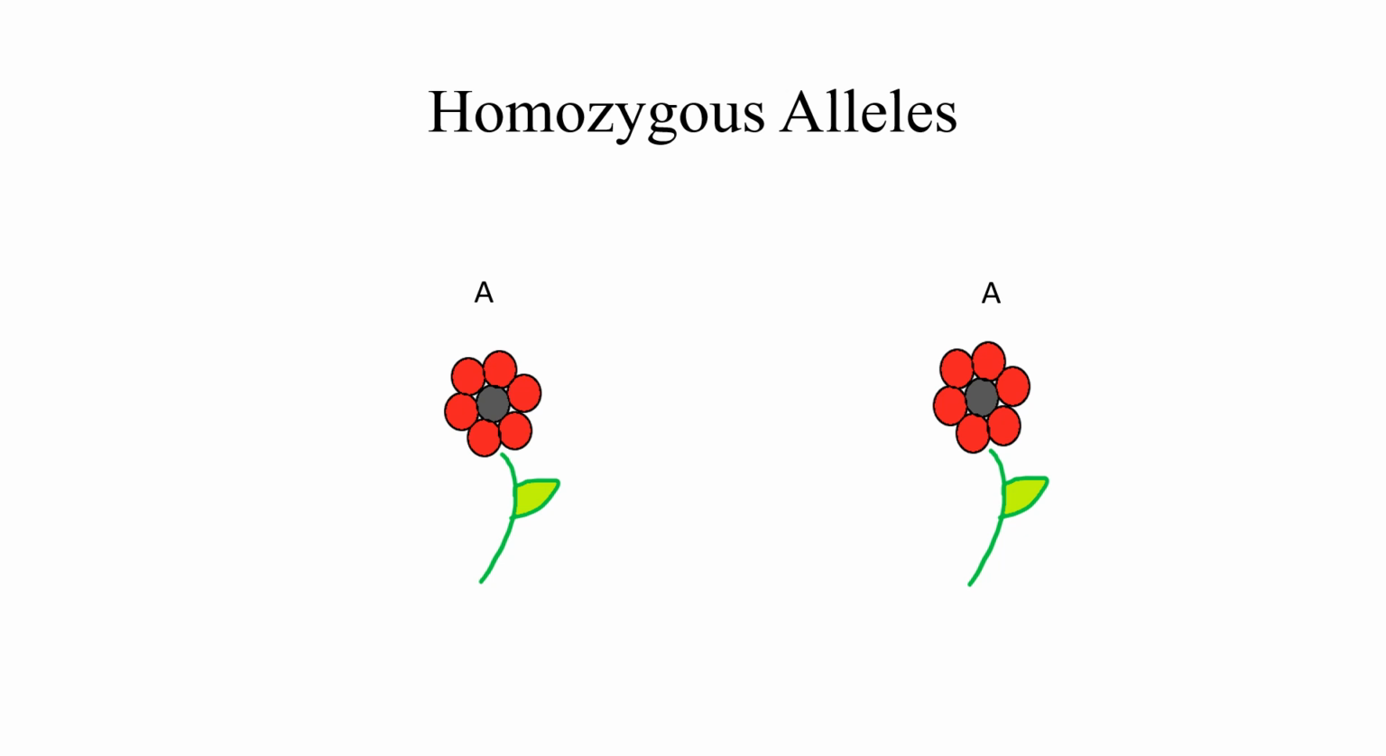Here, for example, let us say that the gene A controls the trait of flower color. So, in a homozygous allelic pair, both genes code for red color flowers. So, they are identical to each other.